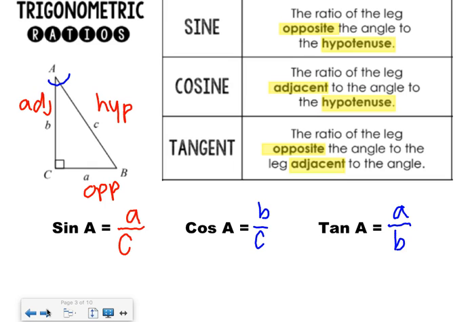It's going to tell you right here. So if this would have been a C, you would have went from C. Or if it would have been a B, you would have went from B.